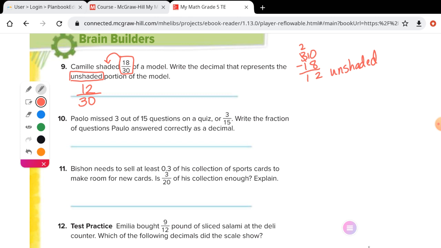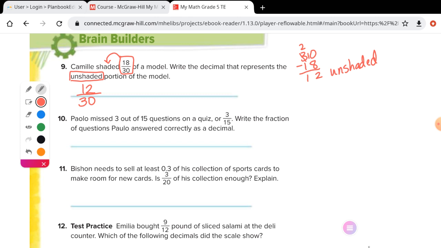Now, a lot of people struggled with this one because they couldn't get 30 to 100. Can we get 30 to 10? By doing what, Addie? Dividing by 3. So let's look at the top number. Can the top number also be divided by 3? Raise your hand if you made this one way too hard.